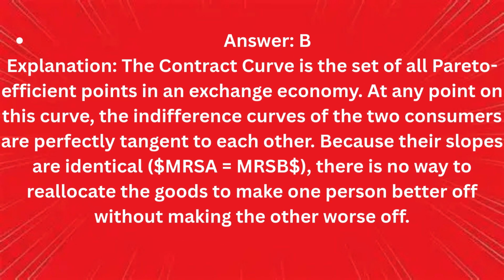Answer: B. The contract curve is the set of all Pareto efficient points in an exchange economy. At any point on this curve, the indifference curves of the two consumers are perfectly tangent to each other. Because their slopes are identical, MRS_A equals MRS_B, there is no way to reallocate the goods to make one person better off without making the other worse off.